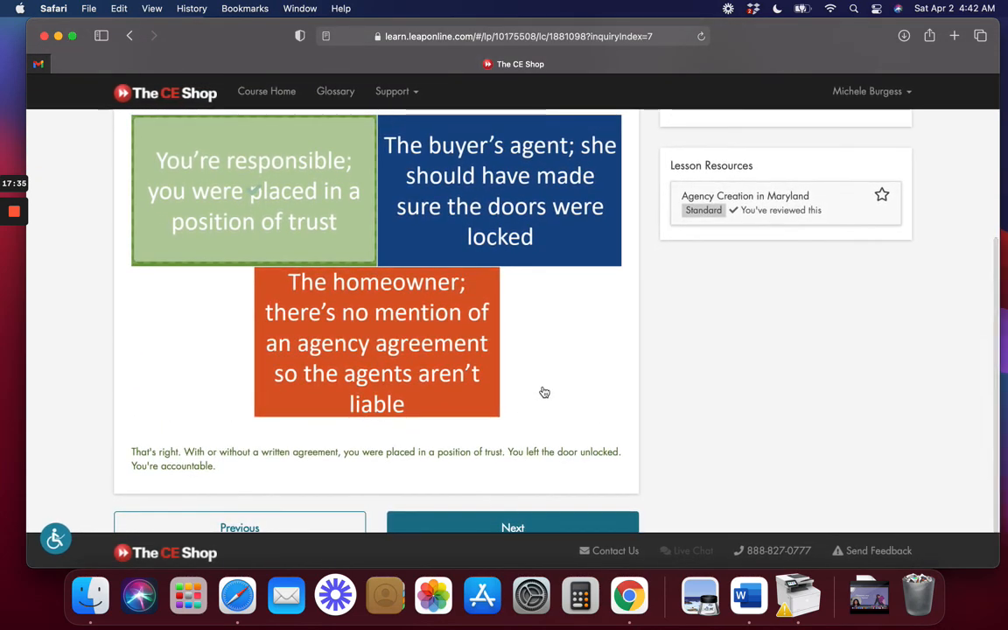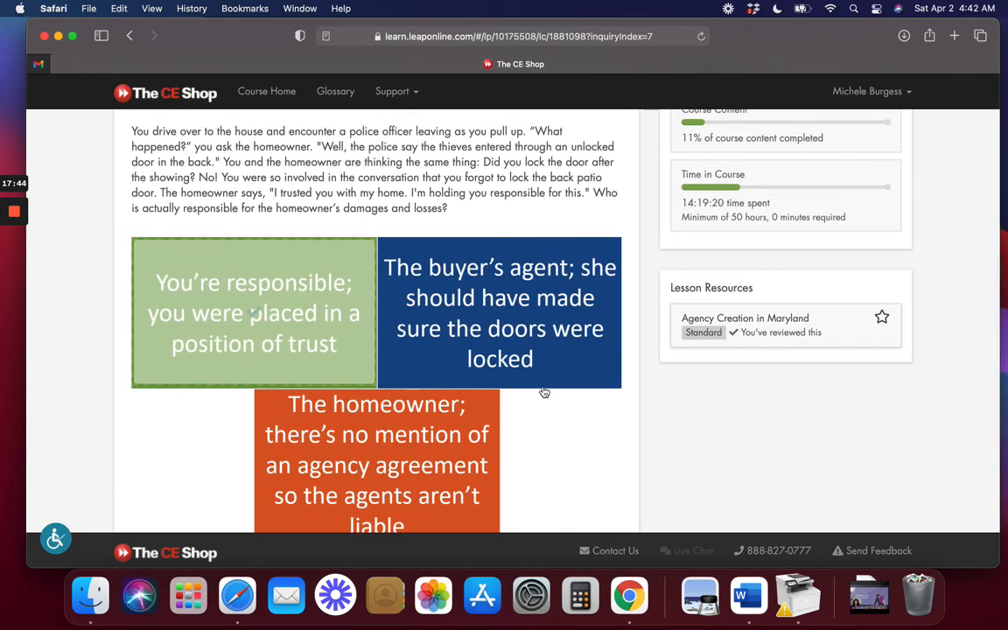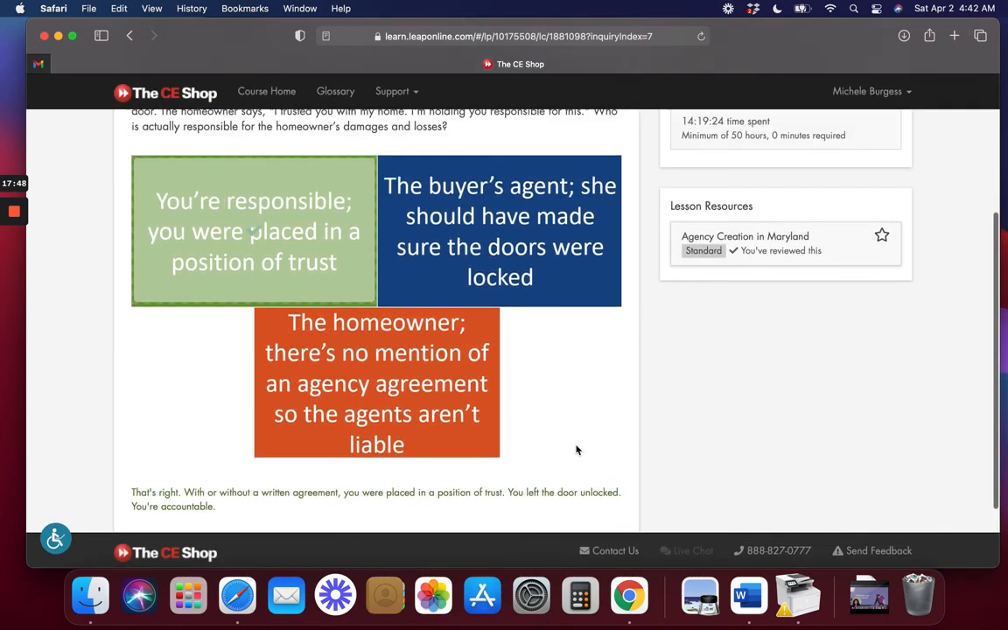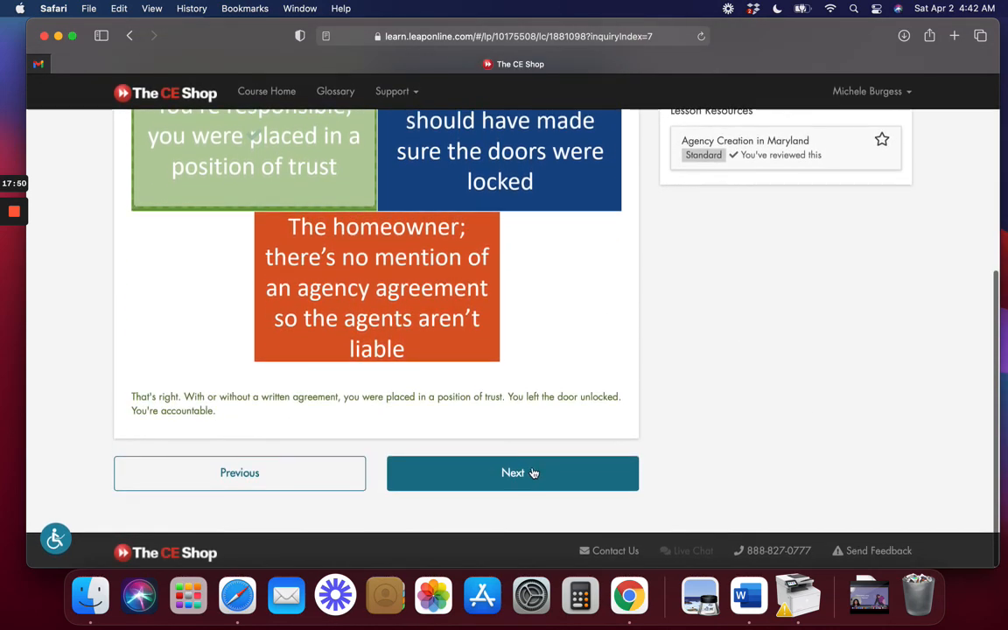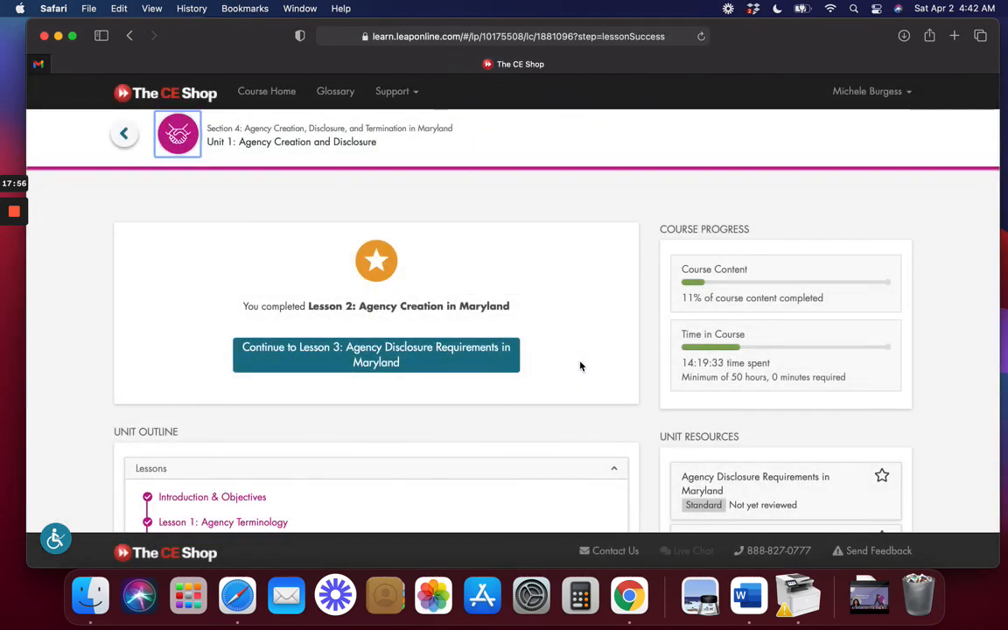That's right. With or without a written agreement, you were placed in a position of trust. You left the door unlocked. You're accountable. So you've got to be careful about that kind of stuff, because that kind of stuff does happen, by the way. This is why you've got to have a little bit of insurance. Some errors and omissions insurance.